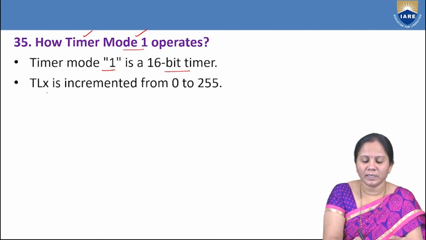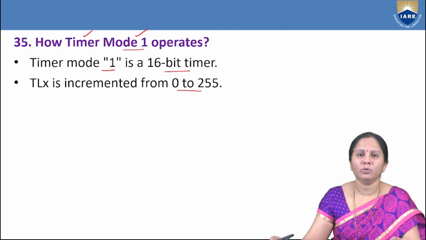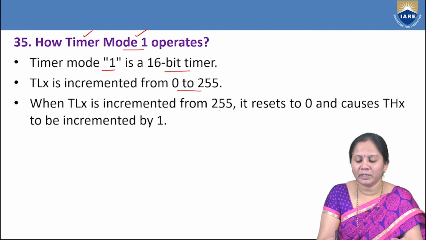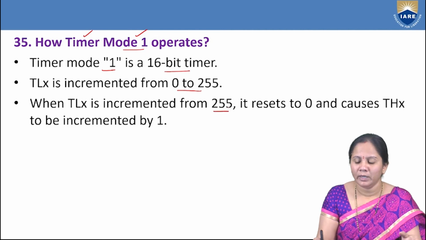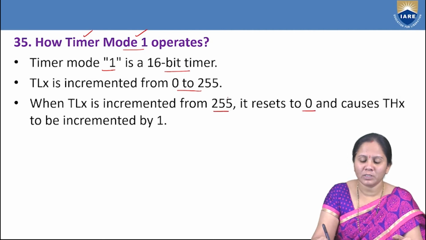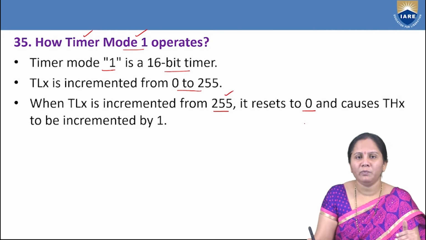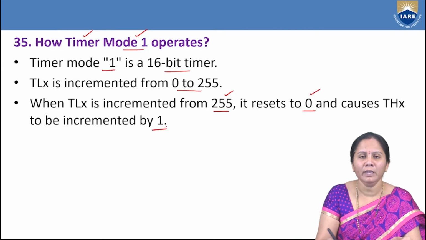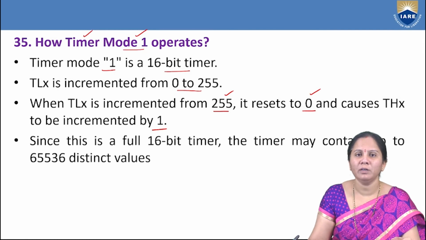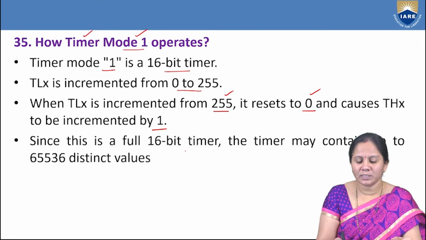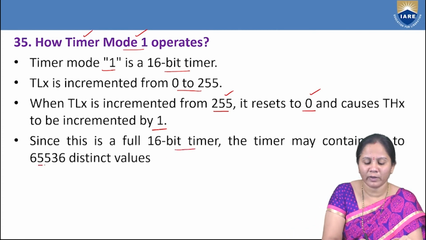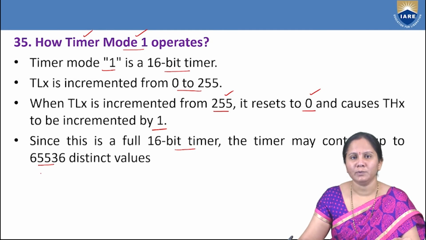So TL is incremented from 0 to 255. And when TL is incremented after 255, it resets to 0. Why? Because the maximum value is 255. If it increments after 255, it again resets to 0 and causes TH to be incremented by 1. This is what is called the timer overflow. Since this is a full 16-bit timer, the timer may contain up to 65,536 different values.